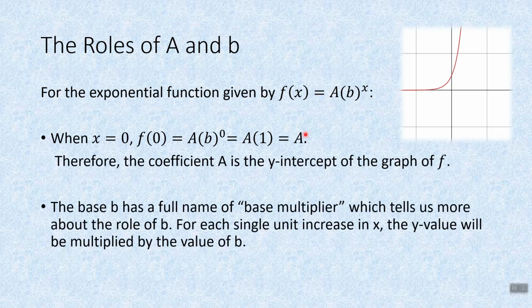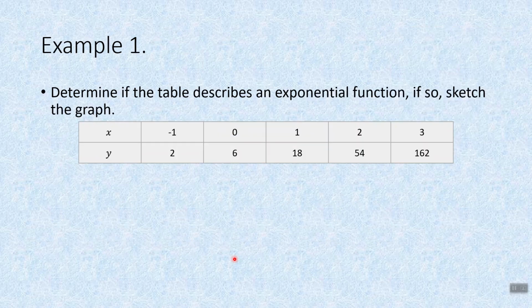All right, so a has a role. The base b has a full name of base multiplier. I like referring to it as a base multiplier in class too because it tells us exactly what it does. For each single unit increase in x, the y value will be multiplied by the value of b. So in linear functions, we added or subtracted. Here in exponential functions, as we increase x by 1, we're going to multiply the y values. Let's look at some examples.